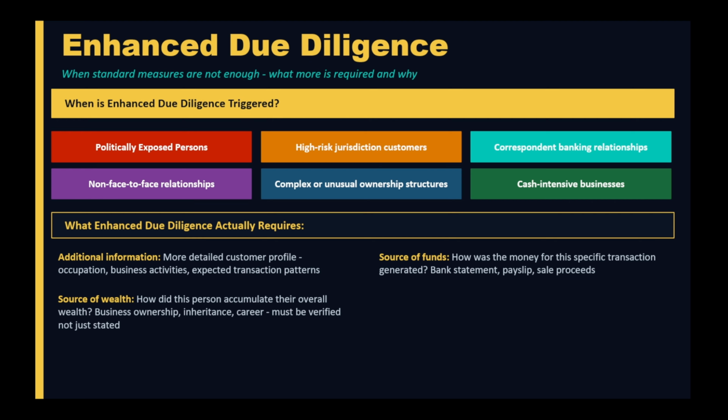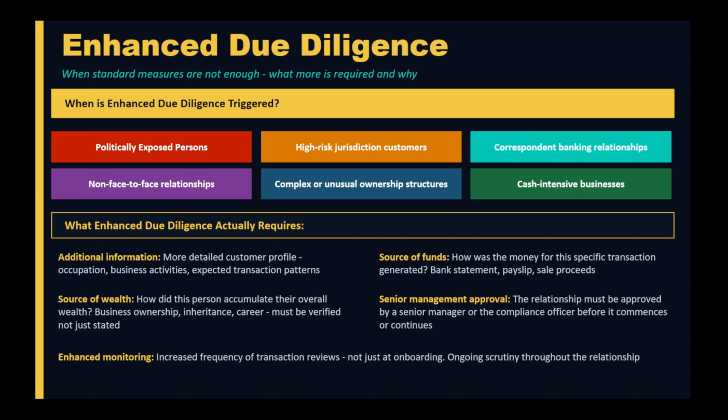Let's look at the next item here, senior management approval. Before the relationship commences or continues, it must be approved at senior management level. This is not a formality, it is a deliberate escalation of accountability for higher risk relationships.